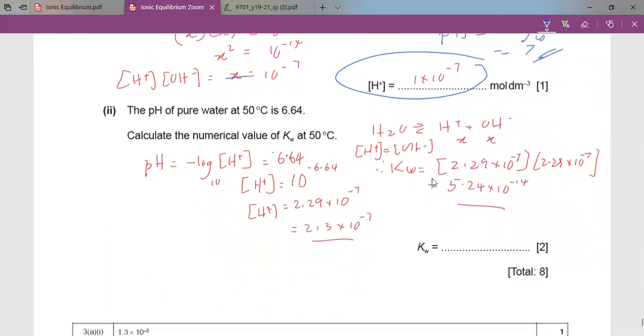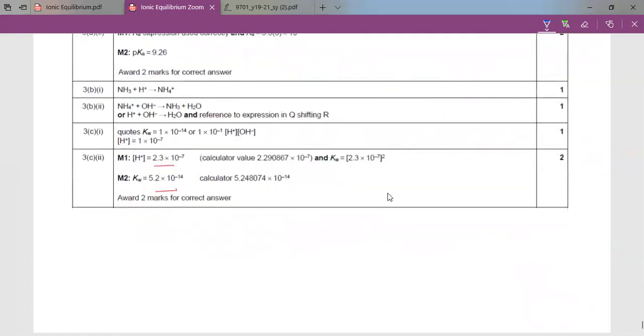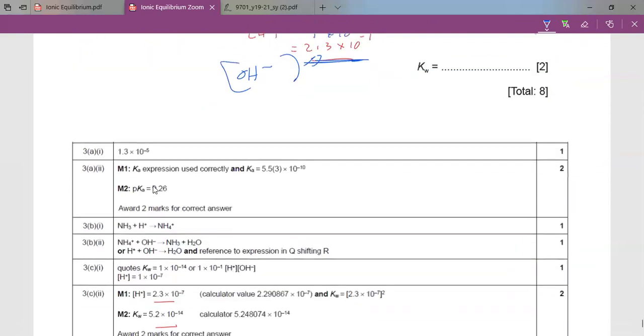Now the temperature is increased to 50. Remember, it's endothermic. I mean the concentration of H plus increases, and the pH will decrease. So find the numerical value for Kw. Here you use this to go backwards. pH is equal to this one here. So you anti-log it, and instead of 1 times 10 to the power of minus 7, you get 2.3. Remember this is all now. Of course the OH minus is the same, also the same as this. So this will be the answer for Kw. Okay, I have finished.